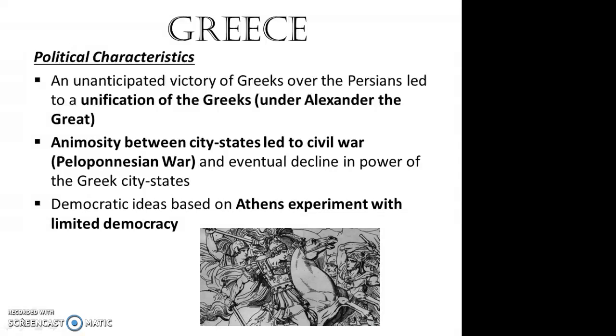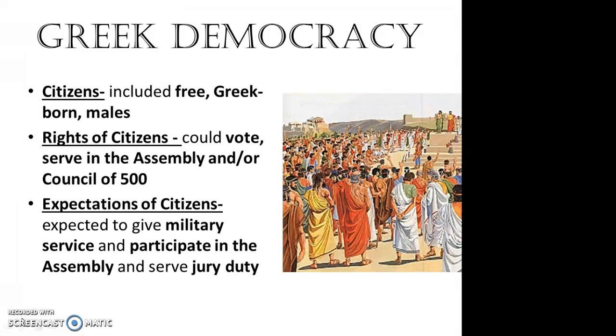Democratic ideas were based upon the Athenian experiment of limited democracy. From the Greeks is where we get the idea of democracy in our governments today. Citizens in a democracy are free. They were Greek-born and males. They could vote. They could serve in the assembly. They could also be part of the Council of 500. This is kind of like their Senate and the House of Representatives. They're expected to give military service, participate in discussion, and serve jury duty, just like we are here in the United States.